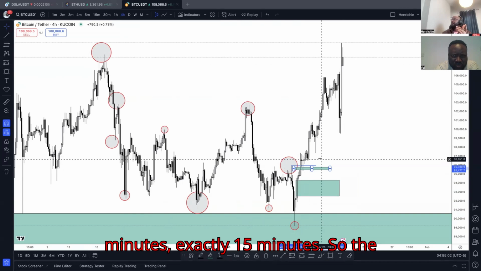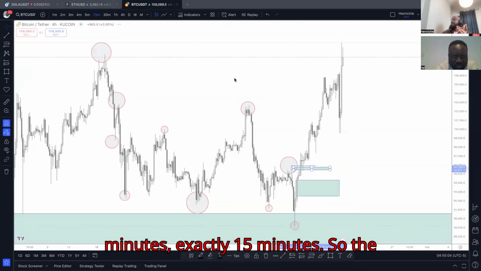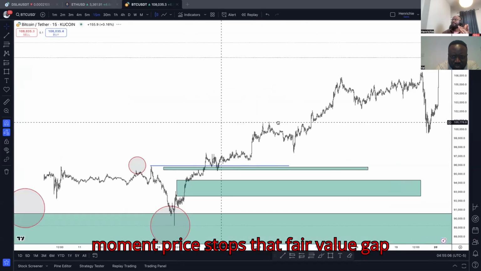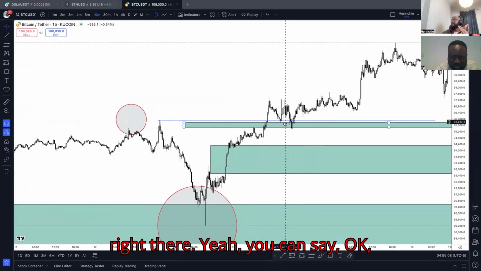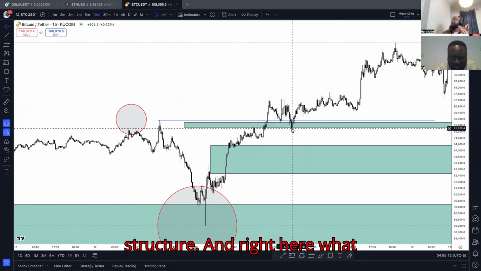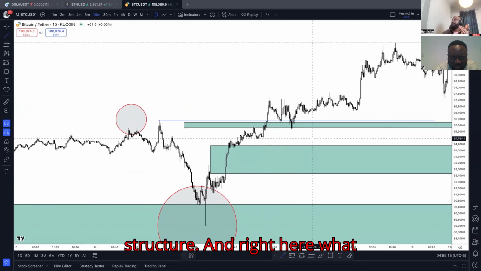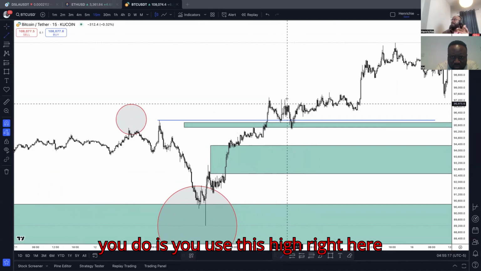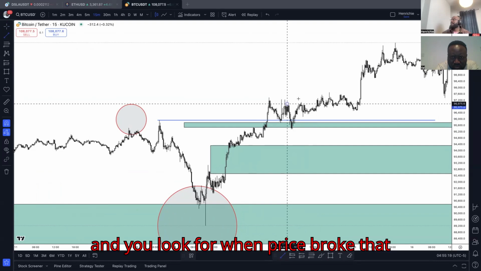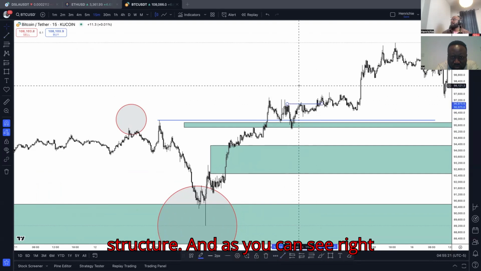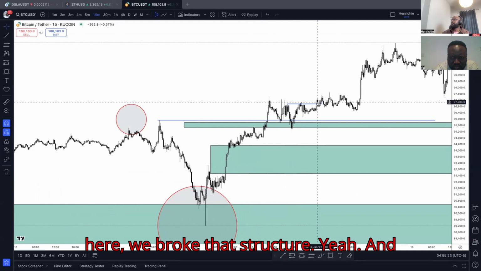That will now be 15 minutes. Exactly 15 minutes. So the moment price taps that fair value gap right there, you can say, okay, I'm looking for a 15 minutes break of structure. And right here, what you do is you use this high right here and you look for when price broke that structure. And as you can see right here, we broke that structure.